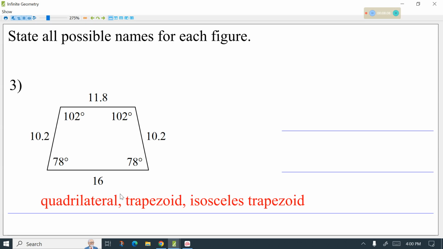It's a quadrilateral. It's a trapezoid again. These lines must be parallel because 78 plus 102 is 180. And if my same side interior angles are supplementary, that means that these lines must be parallel. So because they're parallel, they're a trapezoid, and because this 10.2 is equal to 10.2 over here, that means we have a special trapezoid that's an isosceles trapezoid.